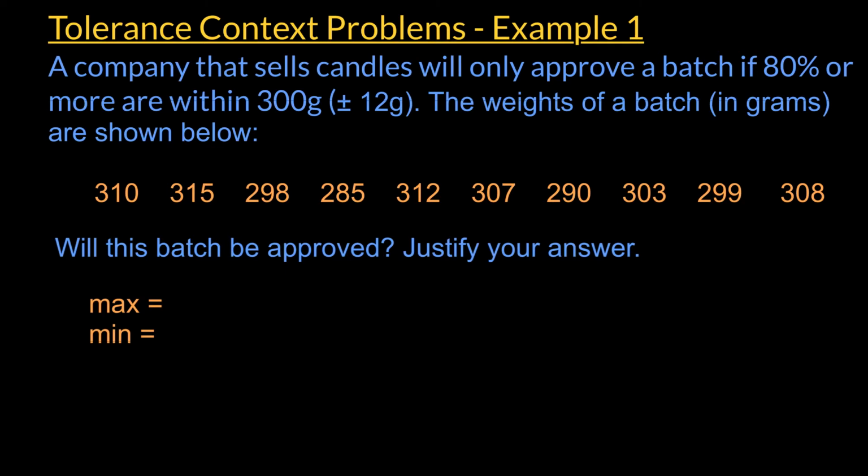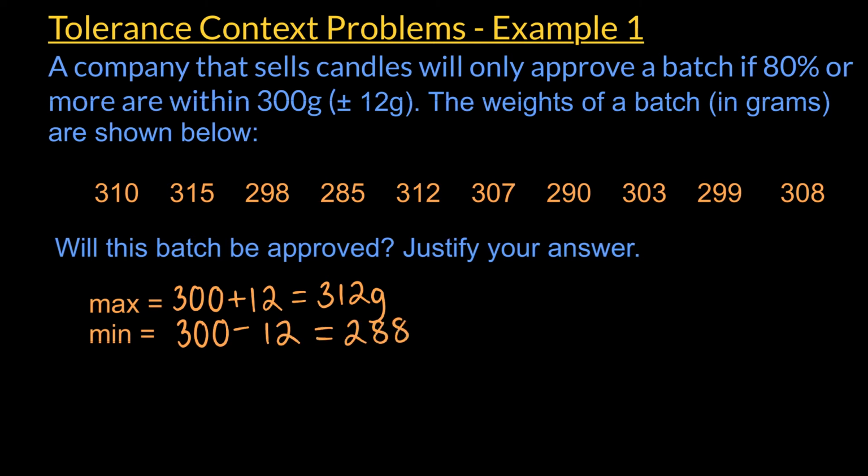So when it says justify, you know that you're going to have to justify it involving numbers. You can't just say yes or no. So first of all, we're going to work out the maximum and minimum candle weights that will be accepted. So the maximum will be 300 plus 12, which is 312 grams. And the minimum weight accepted would be 300 minus 12, so 288 grams.